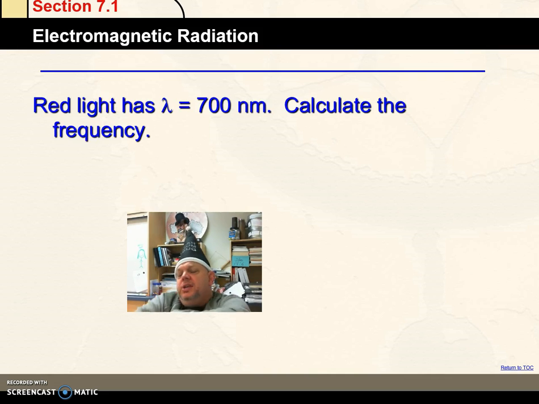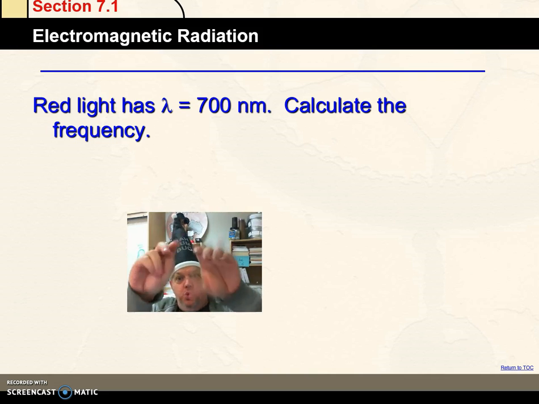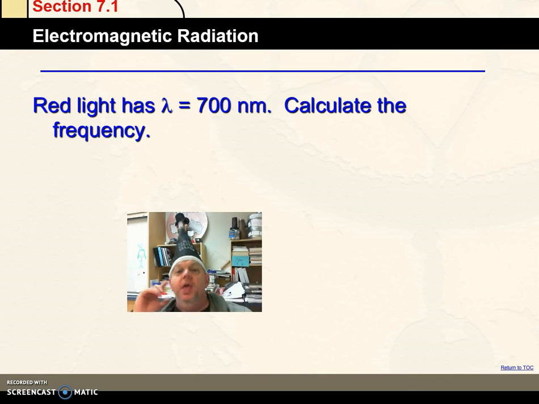Okay, so let's look at an example of electromagnetic radiation. Red light has a wavelength of 700 nanometers. Whoa, new term here. What are nanometers? 1 nanometer is 1 times 10 to the minus 9th meters. So a nanometer is really, really tiny. We get to calculate the frequency. If the speed of light is equal to the frequency times the wavelength, we can look at what's going on with the red light. How often does it go through?